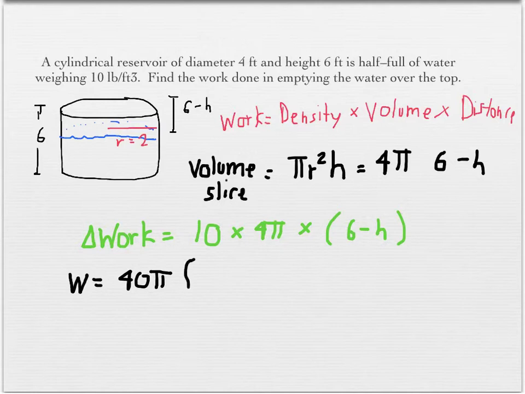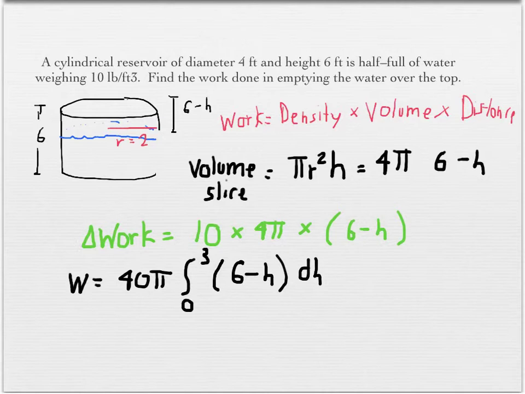And I'm going to integrate this from 0 to 3. Now, where does 3 come from? Well, we know that 3 is, whoops, I don't want to use my eraser there. Here's what I want. That 3 is my distance from here to here. The water is half full, so that's where that comes from. And then what's left is this 6 minus h, and I'm going to call that dH.